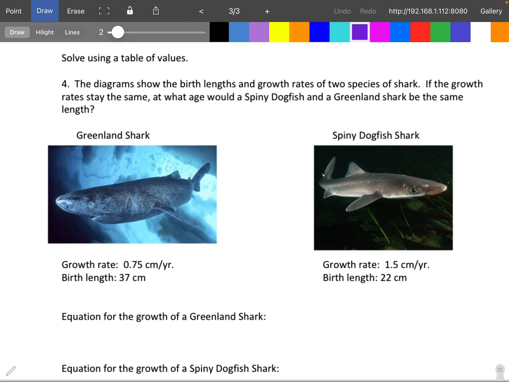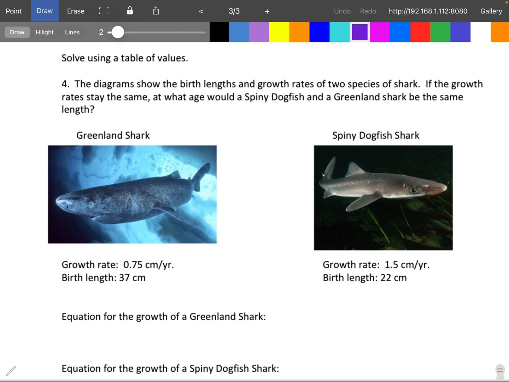Now it says the diagrams show the birth lengths and growth rates of 2 species of shark. If the growth rates stay the same, at what age would a spiny dogfish and a Greenland shark be the same length? So we're looking for how long is it going to take for them to grow to be the same length. They're not going to start the same length, but eventually they will get to be the same length.